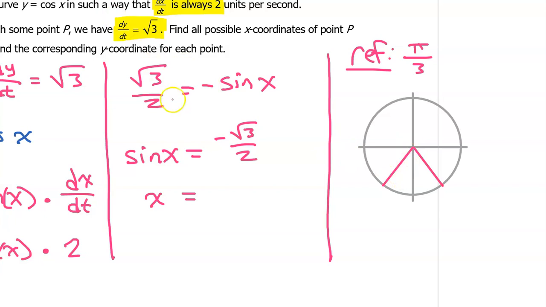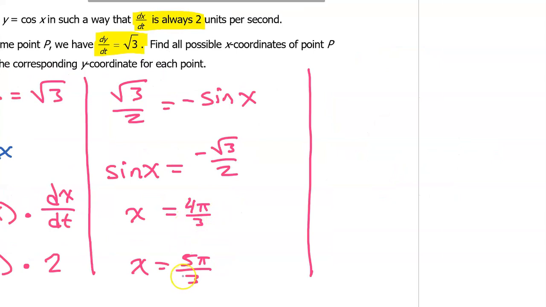So x could be, and this is 3 pi over 3, all right? Pi is the same as 3 pi over 3. 2 pi is the same as 6 pi over 3. That helps me remember that this angle right here is 4 pi over 3. And this angle over here is 5 pi over 3. So we have the x values, we just need the y values to go with them. But remember, we are talking about y equals cosine x.